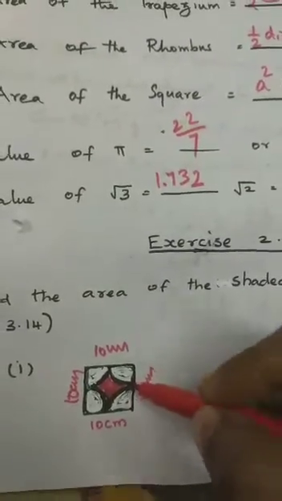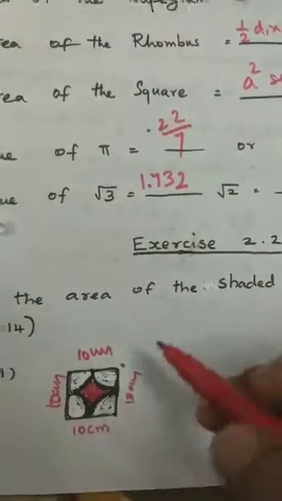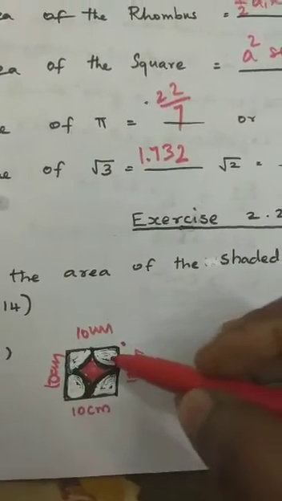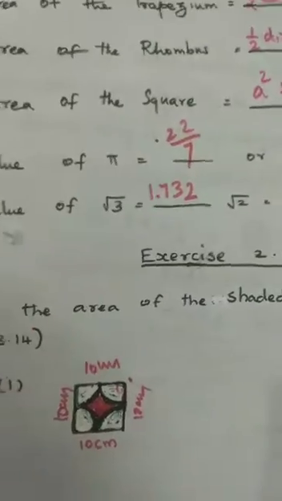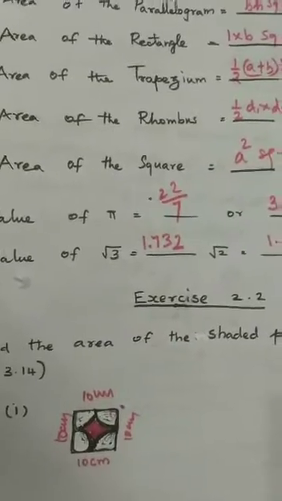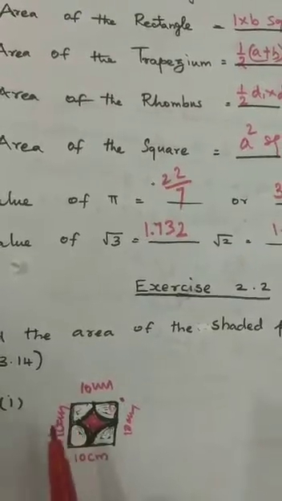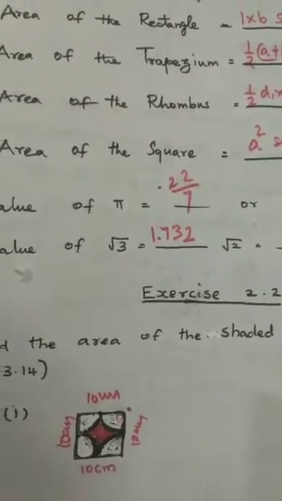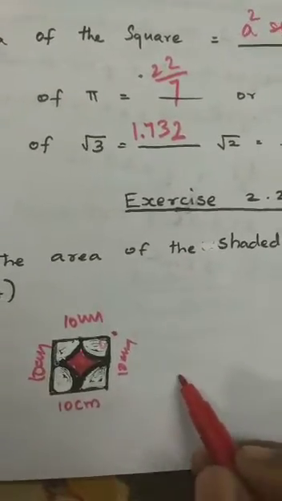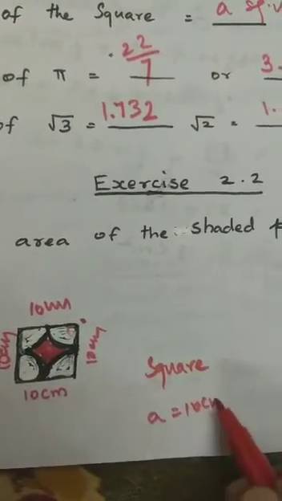How many quadrants here? 4 quadrants, isn't it? So, from here to here is the radius. From here to here is the radius. So, you have to divide 10 by 2. So, here the radius is 5. Have you understood? For the quadrant, the radius is 5. Now, we have to find the area of square and subtract 4 area of quadrants. First, we shall take the square. For square, A is equal to 10 centimeter.